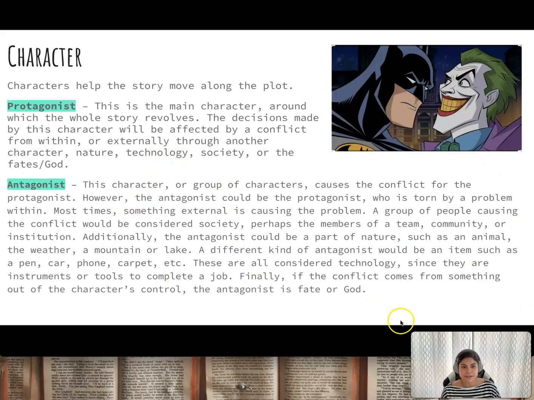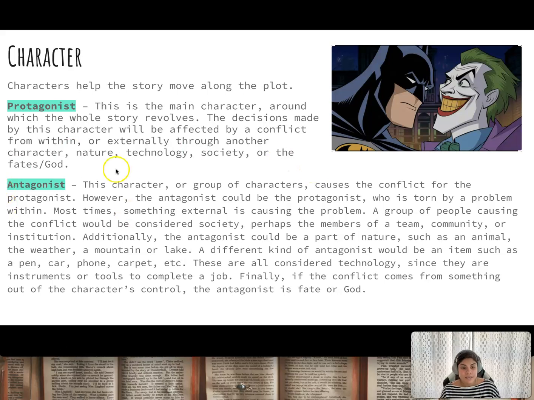Okay, so now we have character. All right, so characters help move the plot forward. So there's two key roles. We have our protagonist and our antagonist. Now, the protagonist is the main character. This is like the person that we follow, the person that we kind of root for.